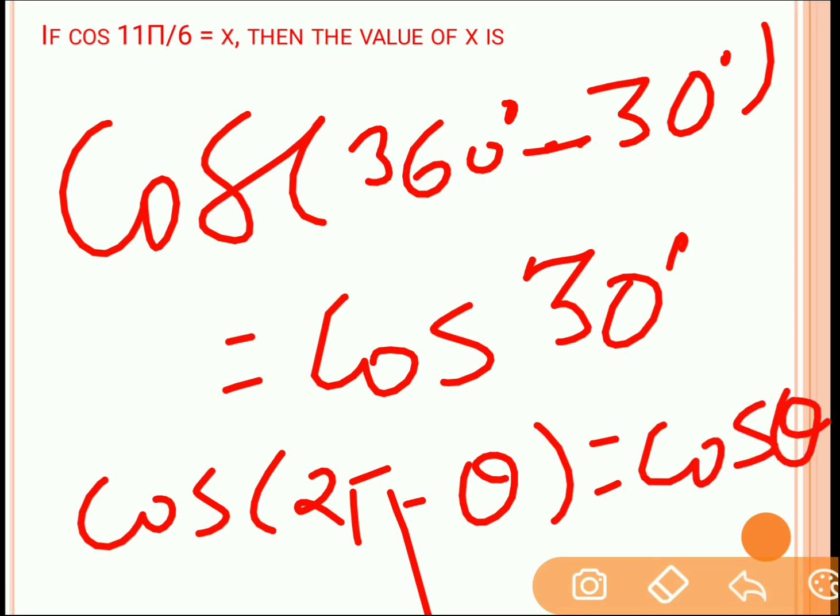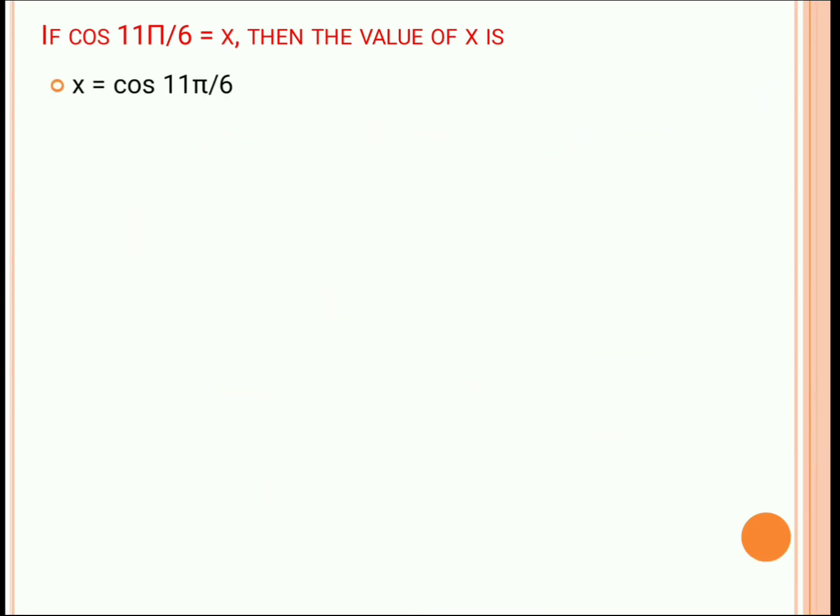Now over here 2 pi is what? 360 degree and theta is 30 degree. So using the identity cos of 2 pi minus theta is equal to cos theta, this cos 330 degree is converted into cos 30 degree. So the value of cos 11 pi by 6 is equal to what? Cos of 2 pi minus pi by 6.